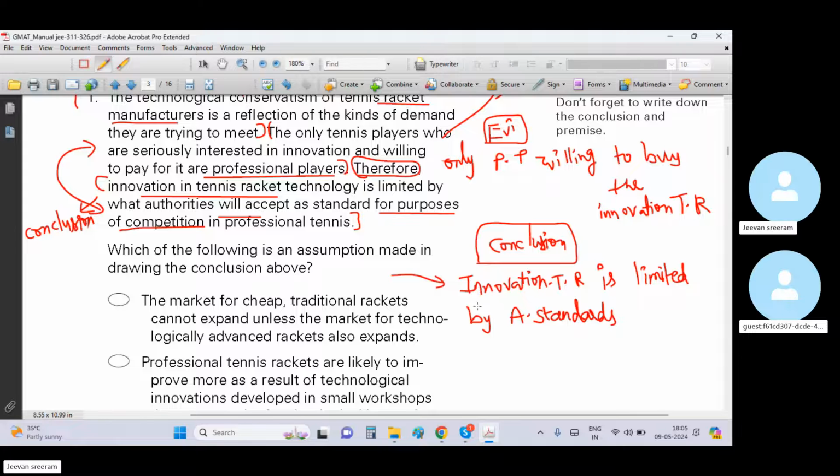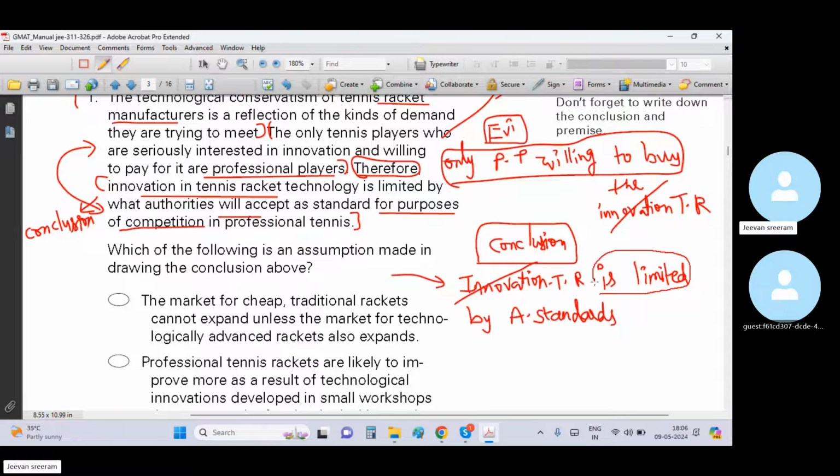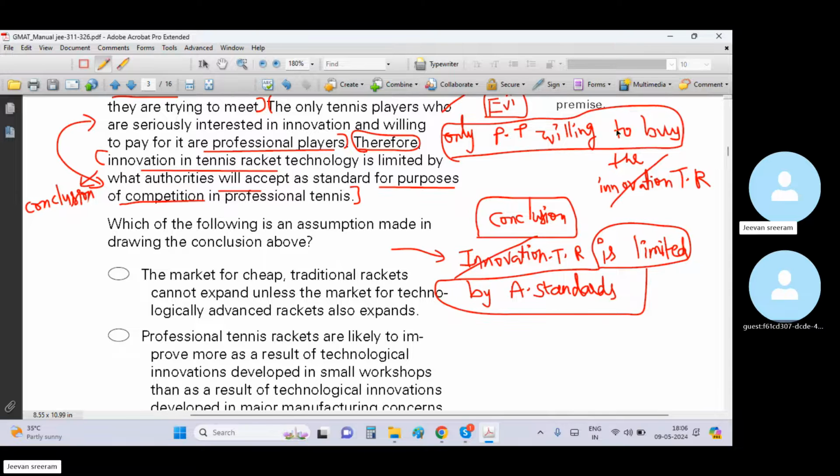So what's the common meaning? Innovation, innovative tennis rackets. Eliminate it. Okay, assumption needed. So you have professional players willing to buy, which is actually limited by authority standards. Now try to write these two phrases into a meaningful sentence.